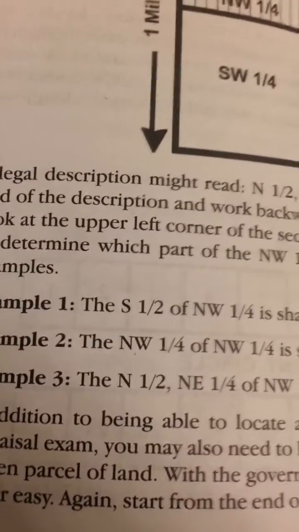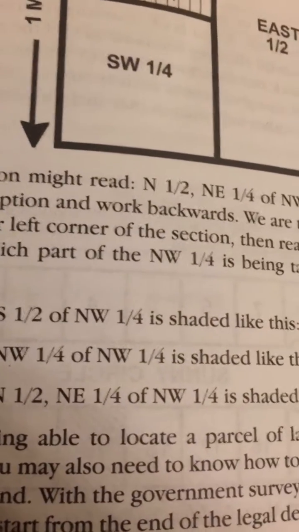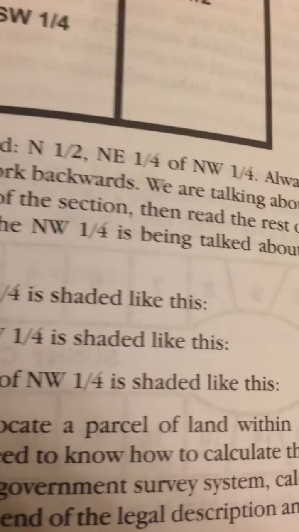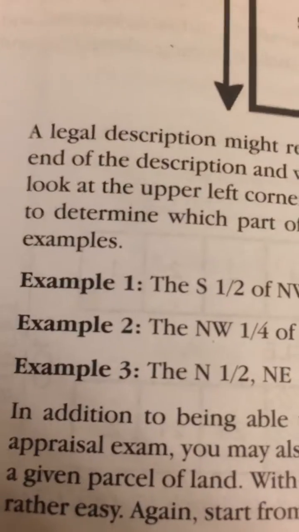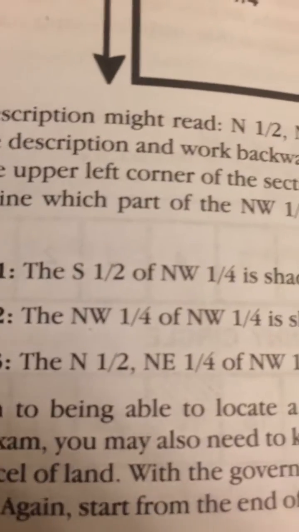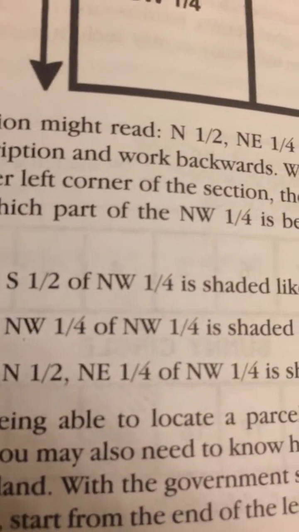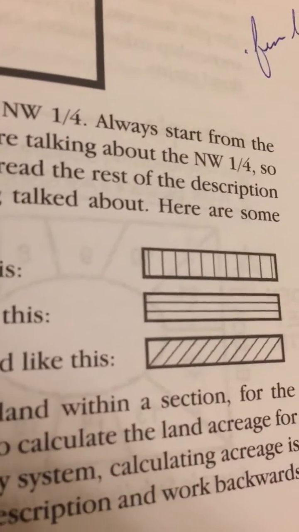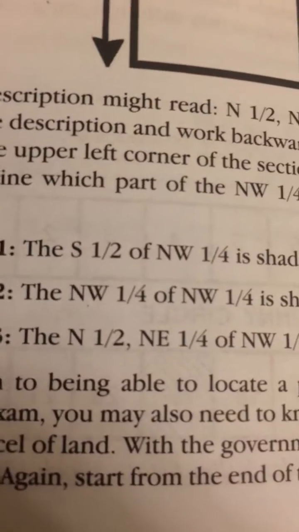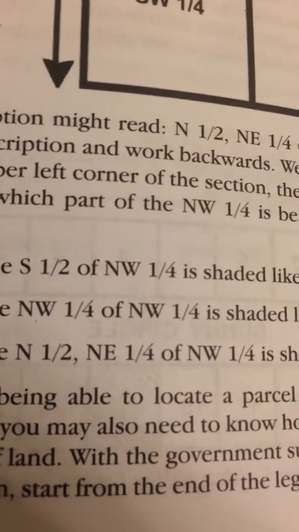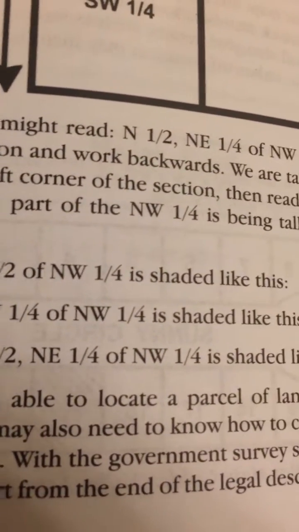Example number 1. The south half of Northwest 1/4 is shaded like this. Example 2. The Northwest 1/4 of Northwest 1/4 is shaded like this. Example 3. The north half, Northeast 1/4 of Northwest 1/4 is shaded like this.